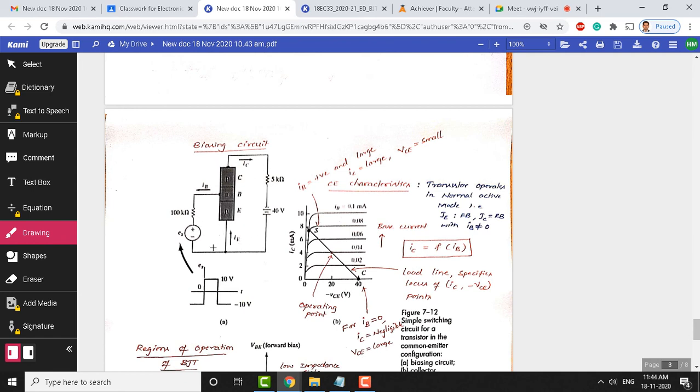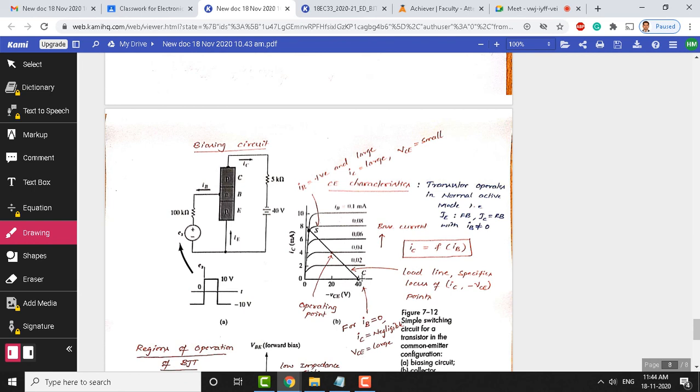Let us label this circuit as a biasing circuit, and once you have the circuit, you can obtain this kind of characteristics. These are the common emitter characteristics, where we plot collector emitter voltage along the x axis and collector current along the y axis. There is a load line here that specifies the extreme ends of the operation of both IC and VCE.